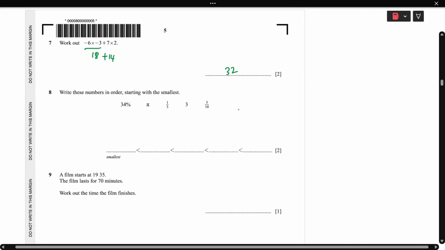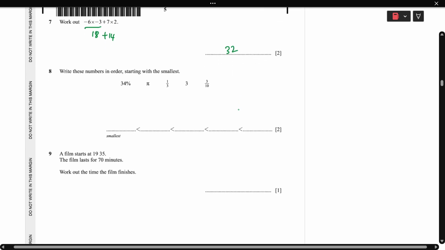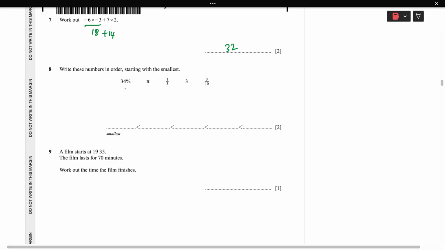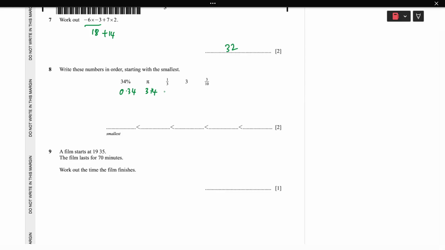Okay, the next one, write these numbers in order starting with the smallest. First we'll change everything into decimals, so it'll be easy for us. So 34% is 34 by 100, which is 0.34. Next, pi we know is 3.14, and 1 by 3, when we make it a decimal, we'll get 0.33. Next one is just 3, next one is 0.3. Okay, so here we'll go for the order. The first one, the least one, is 0.3, which is 3 by 10. So first I'll write 3 by 10.